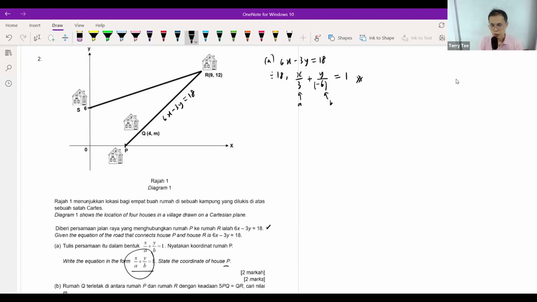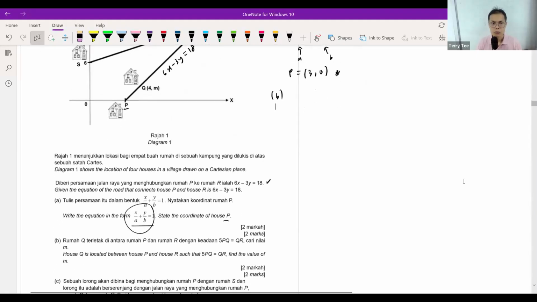Now, second, we need to find the coordinates of point P. P is your x-intercept. In this case, your P is just (3, 0). At the x-axis, your y is 0. So if your x-intercept is 3, you just put a comma and add in y with 0. Okay, let's move on to the next one. House Q is located between P and R such that 5PQ = QR.